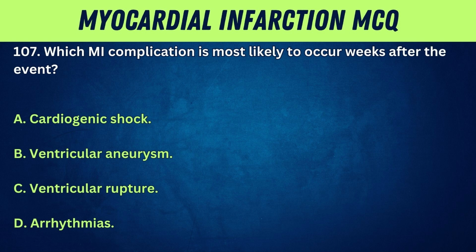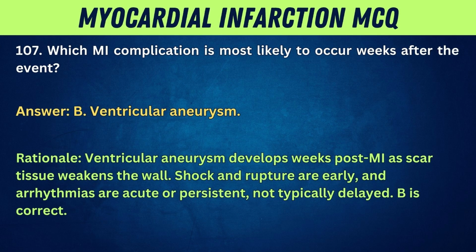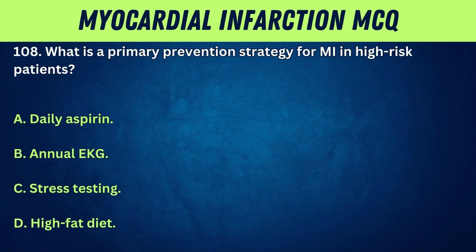107. Which MI complication is most likely to occur weeks after the event? A. Cardiogenic shock. B. Ventricular aneurysm. C. Ventricular rupture. D. Arrhythmias. Answer: B. Ventricular aneurysm. Rationale: ventricular aneurysm develops weeks post-MI as scar tissue weakens the wall. Shock and rupture are early, and arrhythmias are acute or persistent, not typically delayed. B is correct.